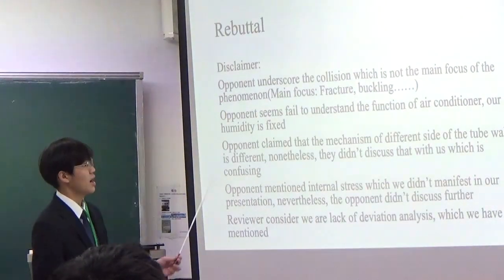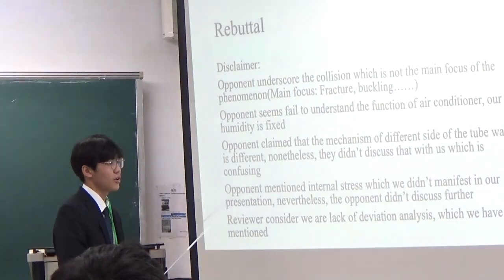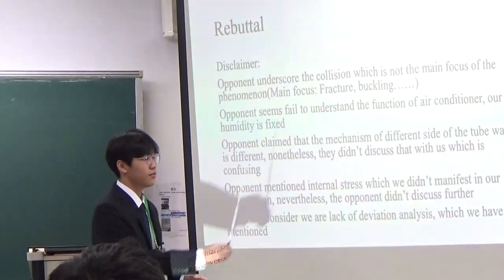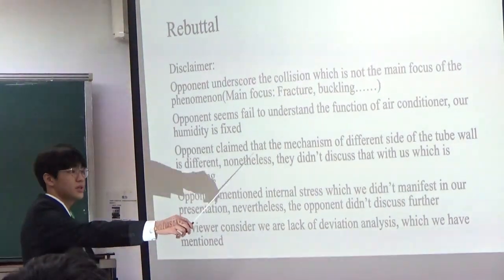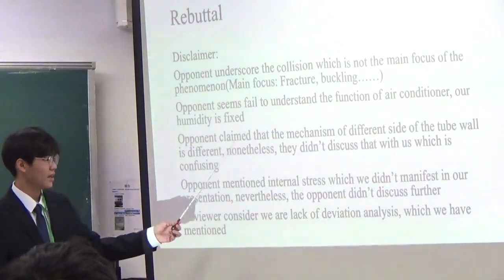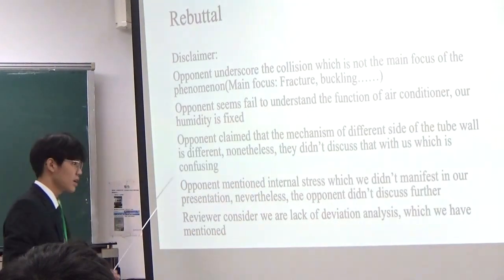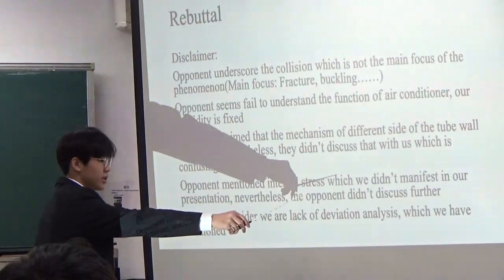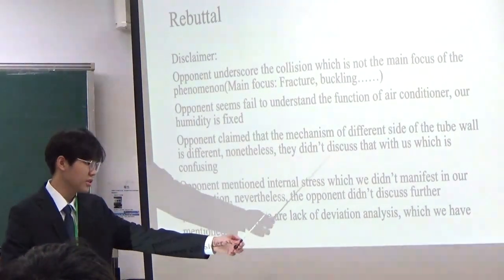And liaison disclaimer, the opponent underscored the correlation, which is not the main focus of the opponent. The main focus is about friction and the buckling. And the opponent seems to fail to understand the function of air conditioning. Our humidity is fixed. And the opponent claims that the mechanism of different sizes of tube wall is different. Nonetheless, they didn't discuss that there was a, which is confusing. And the opponent mentioned the internal stretch, which we didn't manifest in our presentation.